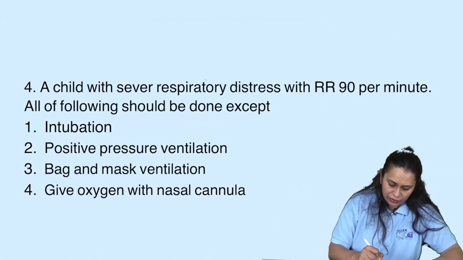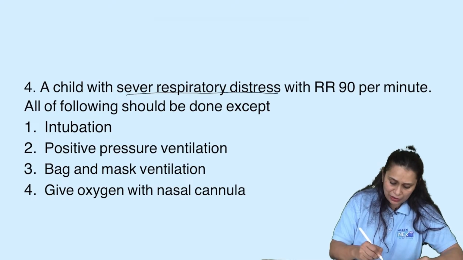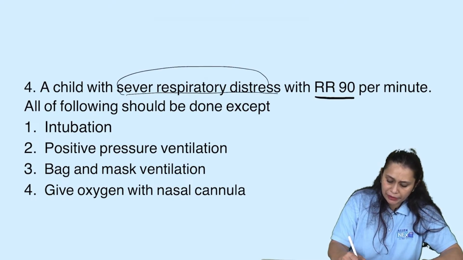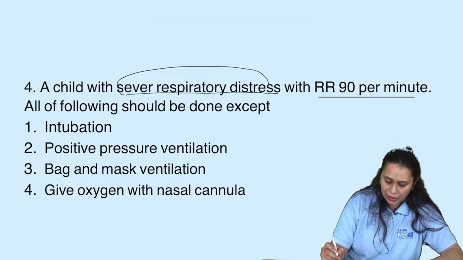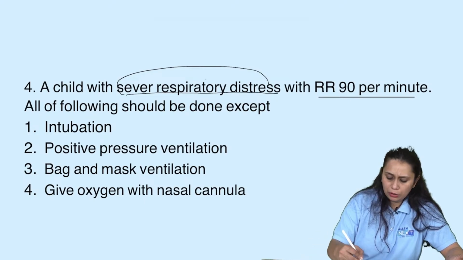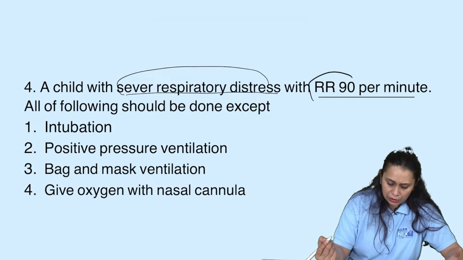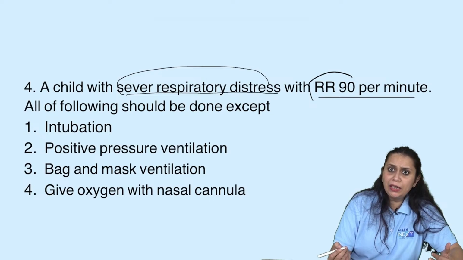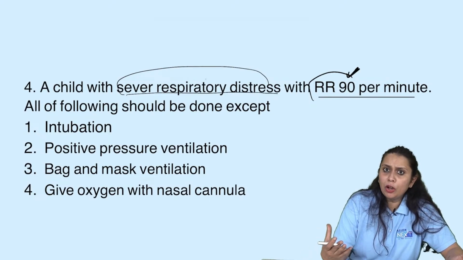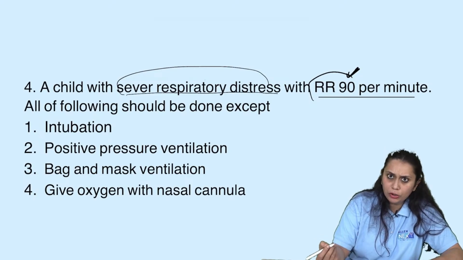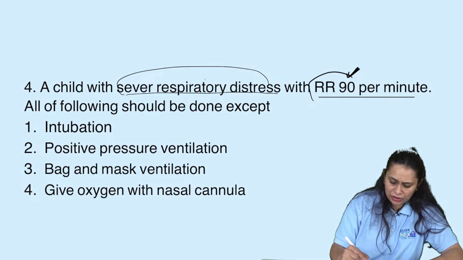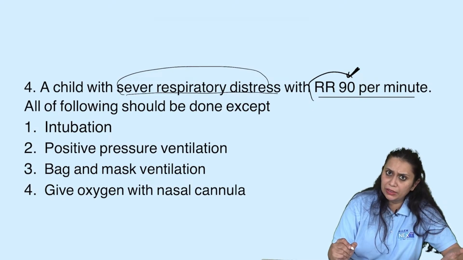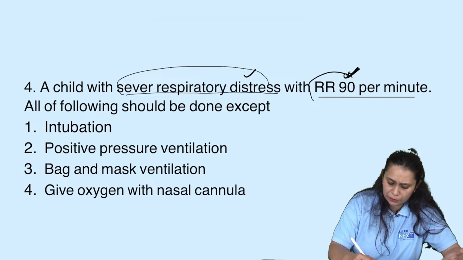Now, child with severe respiratory distress with respiratory rate 90 per minute. All of the following should be done except, right? I mean, what is not to be tried in this child? Well, intubation. If the child has a respiratory rate of 90 per minute, intubation can be an option, but definitely first we will go for non-invasive ventilation, right? Positive pressure ventilation. Yes, the child requires the support of ventilation with such a high respiratory rate and respiratory distress.